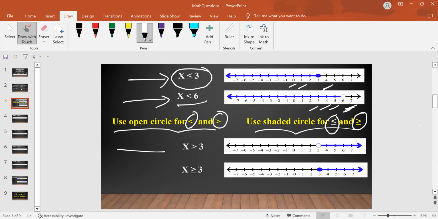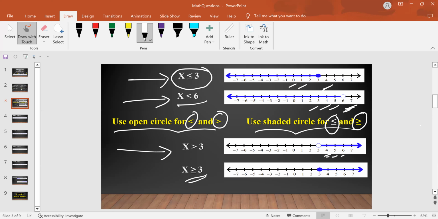Let's check this one. When we have x is greater than 3, which is the same as x is bigger than 3, we know that at the 3 it's going to be an open circle. Okay, now we check around. If I take a 4, can we say that 4 is greater than 3? Yes. Can we say 5 is greater than 3? Yes. Can we say 6 is greater than 3? Yes. So this is telling you that the arrow is pointing to the right side.